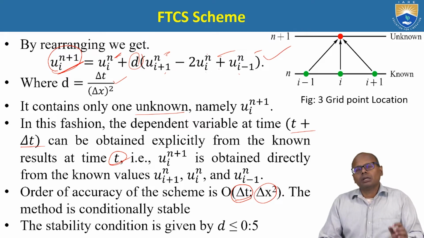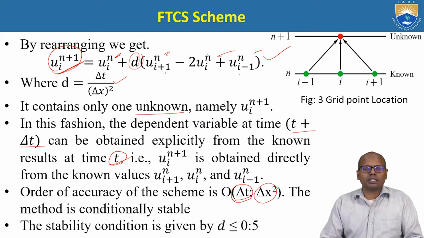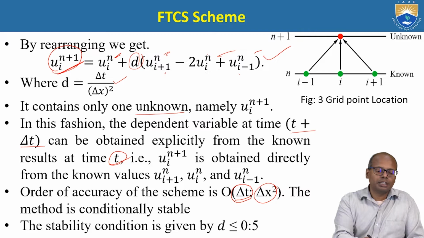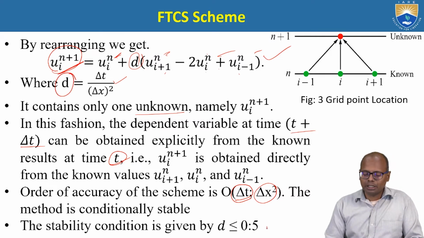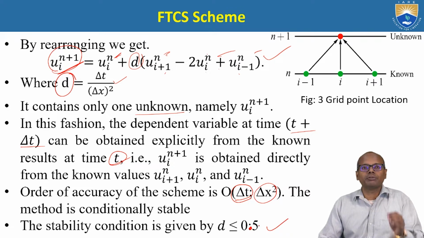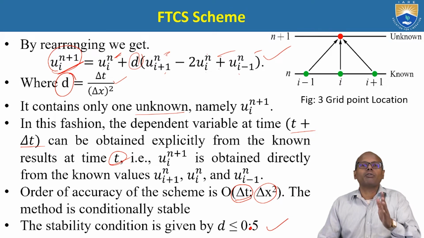Coming to the stability of the solution using this approach, it is a conditionally stable one. What is the condition? The diffusion number must be less than or equal to 0.5. This is the condition for the stability of this finite difference formulation.